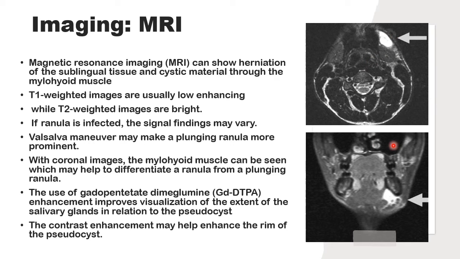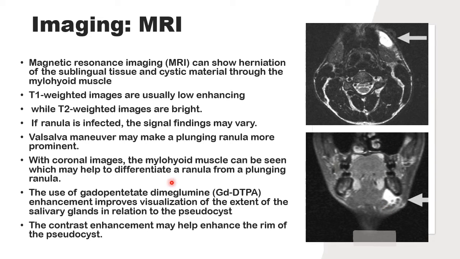Now, a Valsalva maneuver during the MRI scan would increase the intraoral pressure and help in pushing the ranula fluid in a sublingual ranula. If there is any defect, it would show more prominent plunging ranulas in the neck by the use of this simple maneuver. It would be shown better on coronal cuts of the MRI scan.